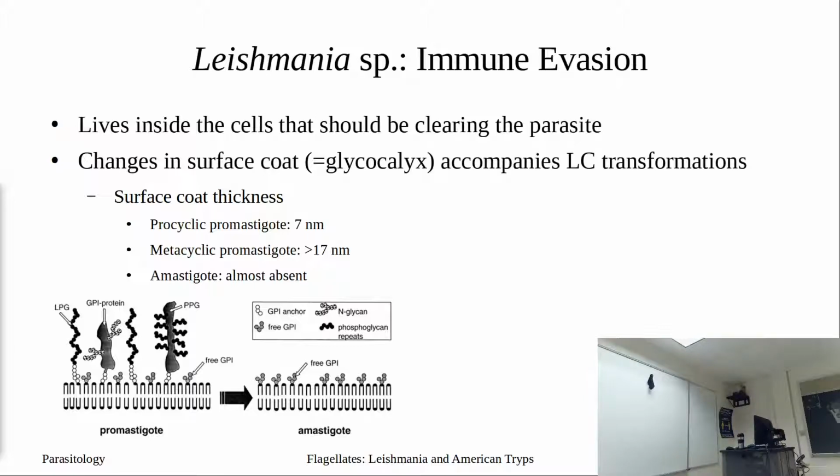Procyclic promastigotes have a 7 nanometer coat. These aren't going into the host yet. The metacyclic promastigotes have more than a 17 nanometer surface coat. All right? We've increased it, which tends to suggest that maybe the surface coat is important in survival of this parasite. But most importantly, when we look at the amastigotes, that surface coat is almost absent. So the question is, okay, hold on, what's going on here? What are we using that surface coat for?